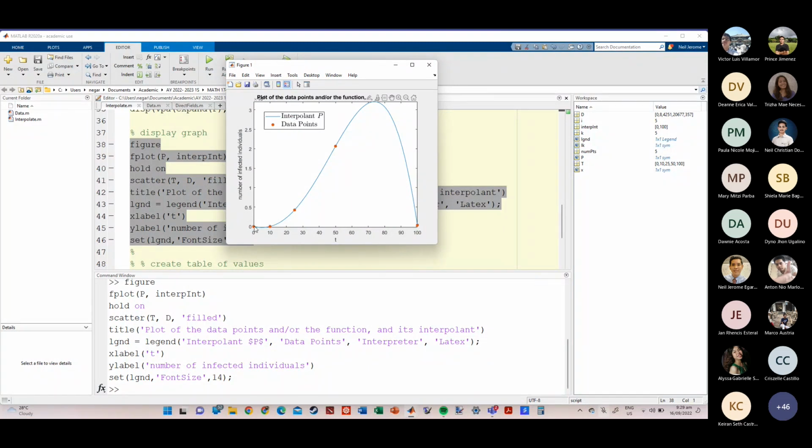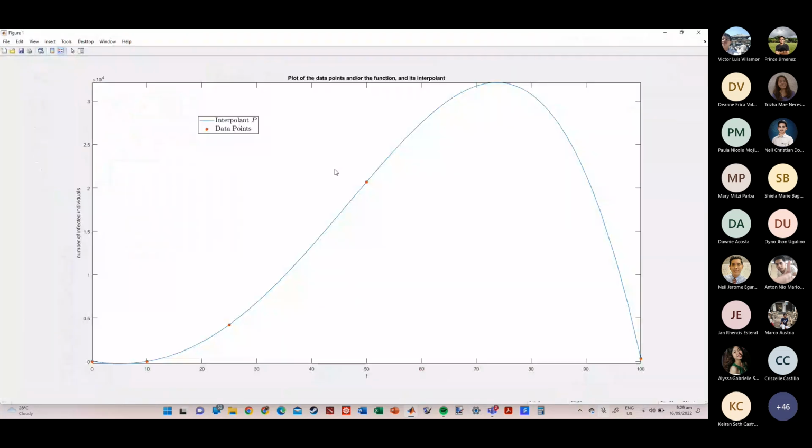So here we see the 0, 0, ano nga yung sa 10? Kalimutan ko na yung value kay 10, 10, 8. And then here we have 25, 42, 51. We have 50, 20,680, and so on. So we got the polynomial P, yung plot niya, and it indeed passes through all the 5 given data points. Tapos, ano pa yung maganda rito?